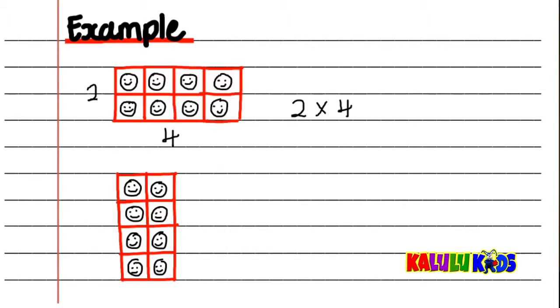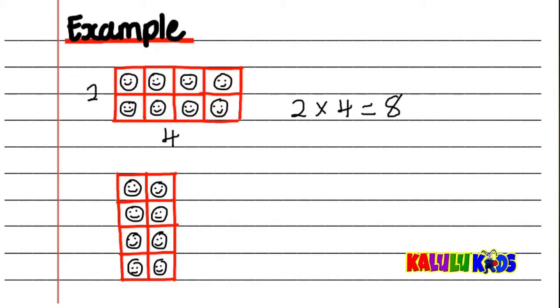To get the answer, you must count the total number of objects in the array. Let's count them. 1, 2, 3, 4, 5, 6, 7, 8. So, 2 rows multiplied by 4 columns, the answer will be 8. Well done. Now let's look at what happens when the array is turned on its side.